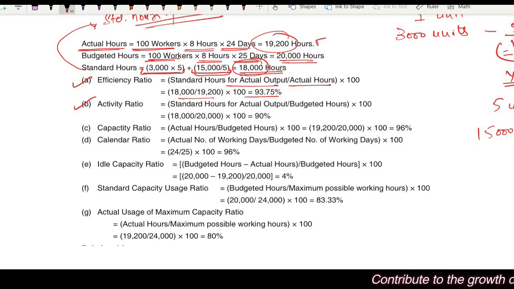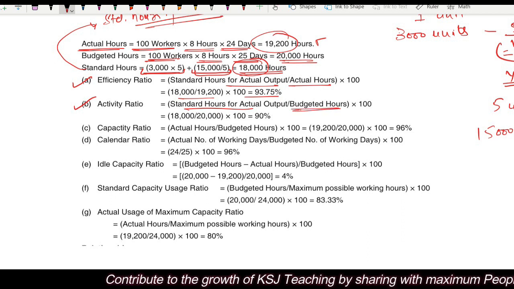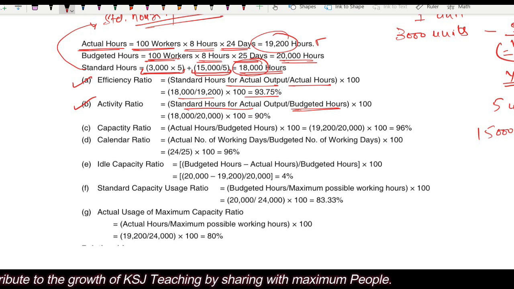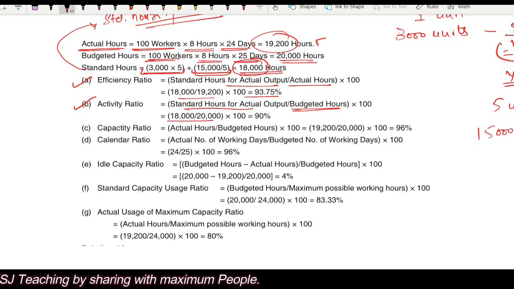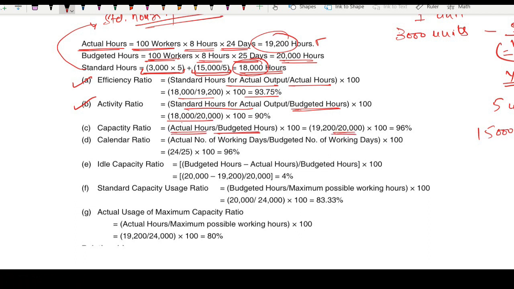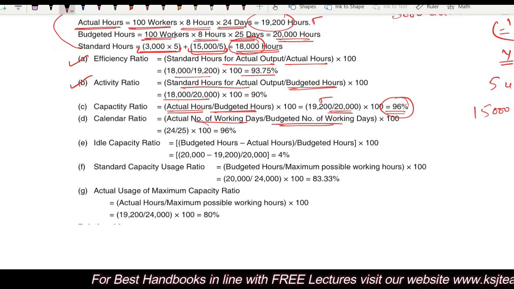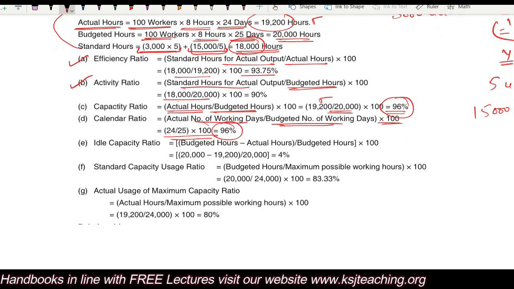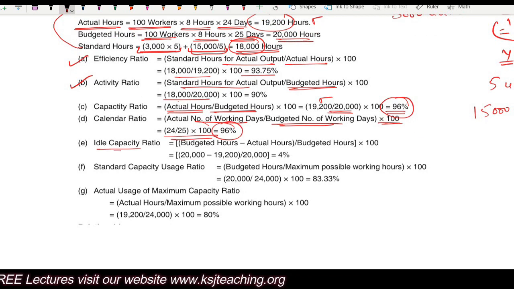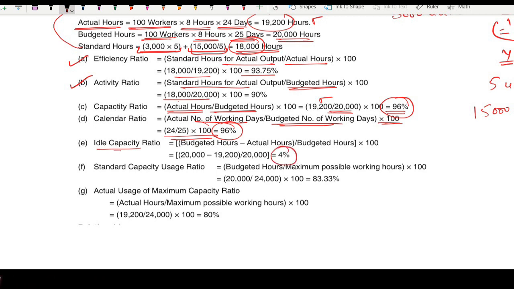Activity ratio. Sir, standard hours for actual output divided by budgeted hours multiplied by 100, right? 18,000 divided by 20. Capacity. Out of the budgeted, out of the planned capacity, how much of the capacity you have utilized, right? 96%. Calendar ratio. Actual number of working days divided by budgeted number of working days multiplied by 100, 96%. Idle capacity ratio is 100 minus capacity ratio, 4%. Or budgeted hours minus actual hours divided by budgeted hours multiplied by 100.